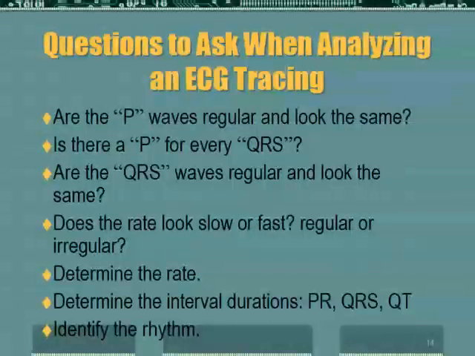Are the QRS waves regular and do they all look the same? With patients that have a ventricular focus, the beat comes from the ventricles instead of coming from the SA node down the AV node and then to the ventricles. Patients that just have ectopic beats coming from the ventricles, you will notice the QRSs look very wide and bizarre and very strange looking. Does the rate look slow or fast? Is it regular or irregular is another question to ask. Next, you want to determine the rate, which we've just figured out how to do. And then you want to look at the measurements for the PR interval, the QRS interval, and the QT interval. And then lastly, once you've done all that, you can actually identify what the rhythm is.